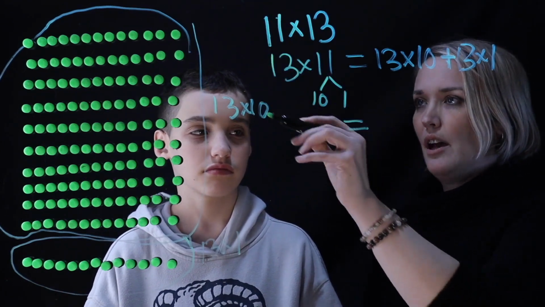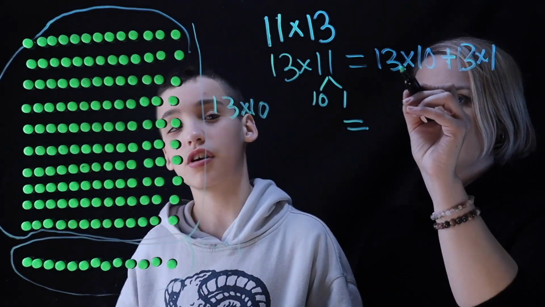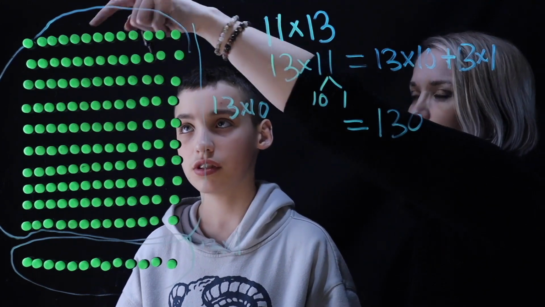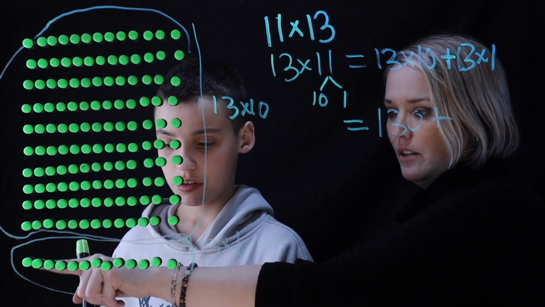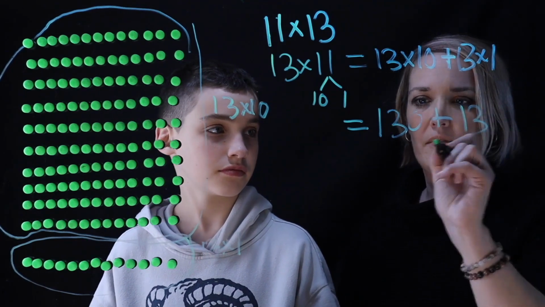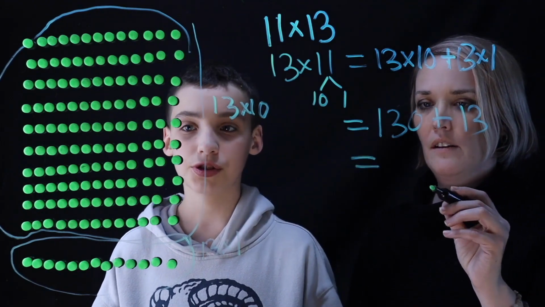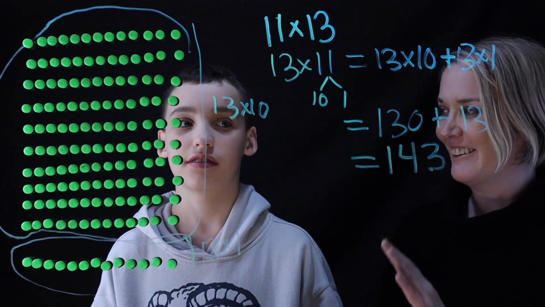So how many dots are in this big one right here? It's 13 groups of 10, so 130. Perfect, yeah. Because you can just go 10, 20, 30, 40, all in 13 times, right? And then how many are in this? 13. Plus 13. So how many do we have altogether in total? You have 143. Wow, that was amazing. Good job.